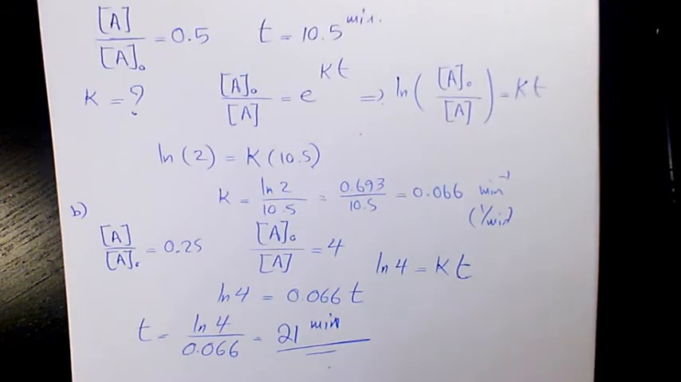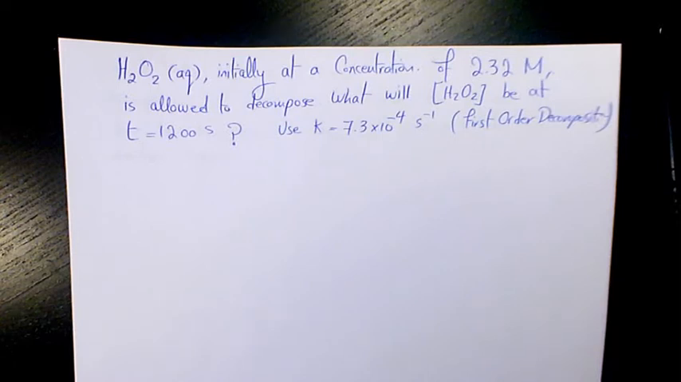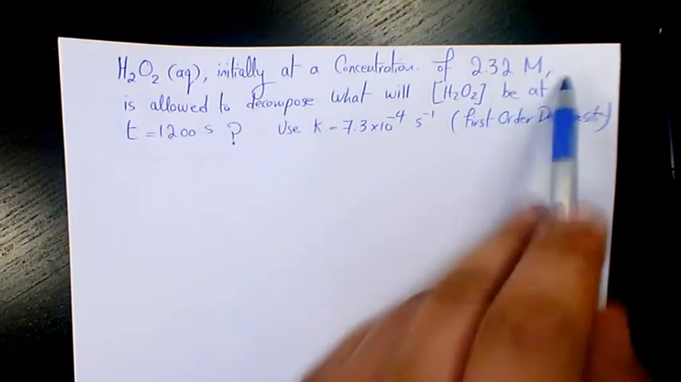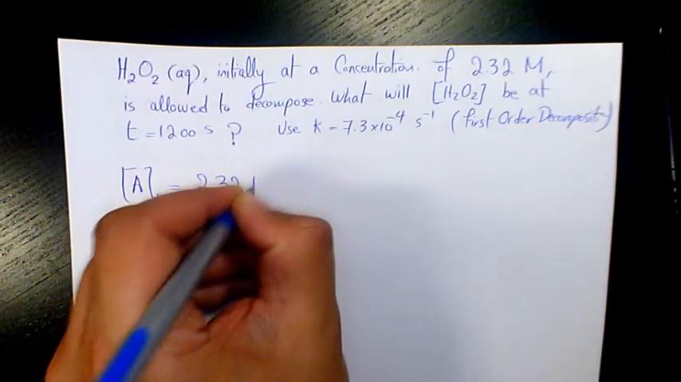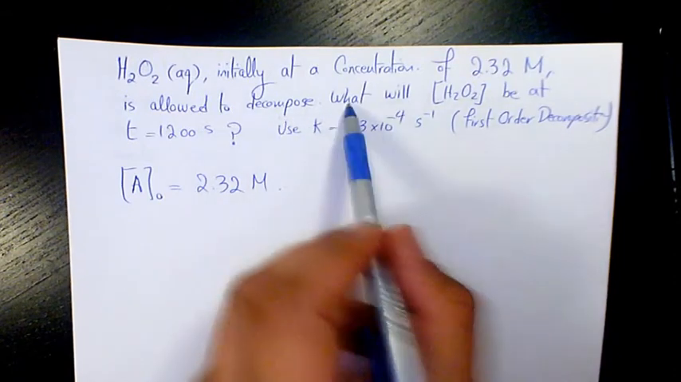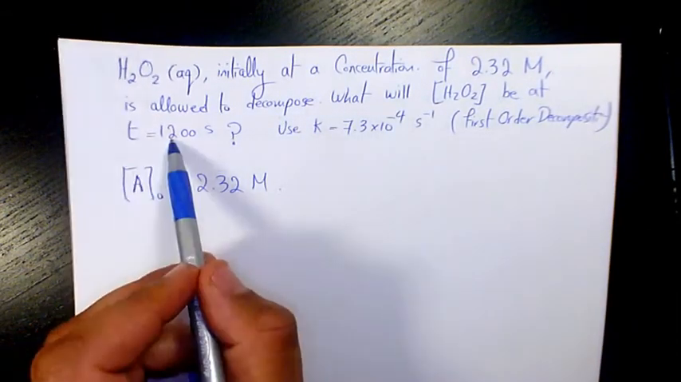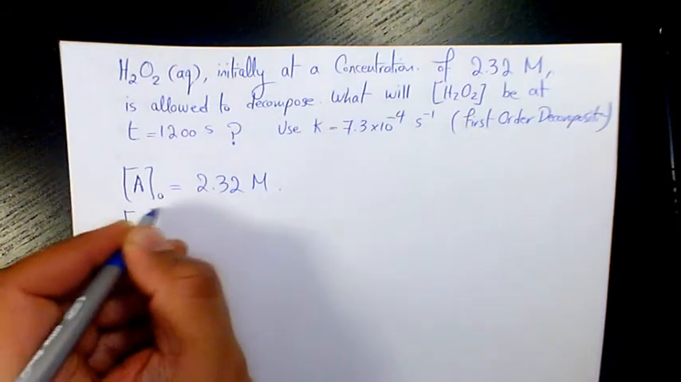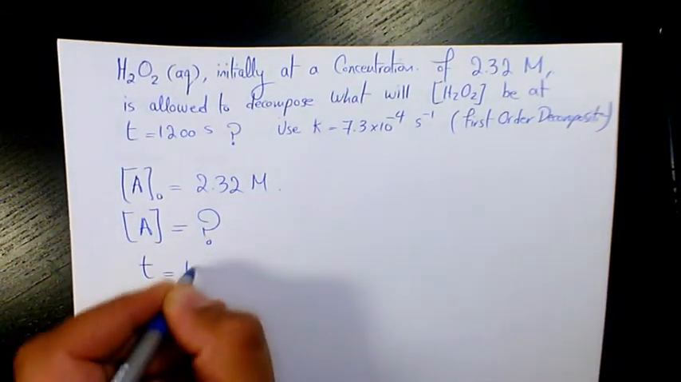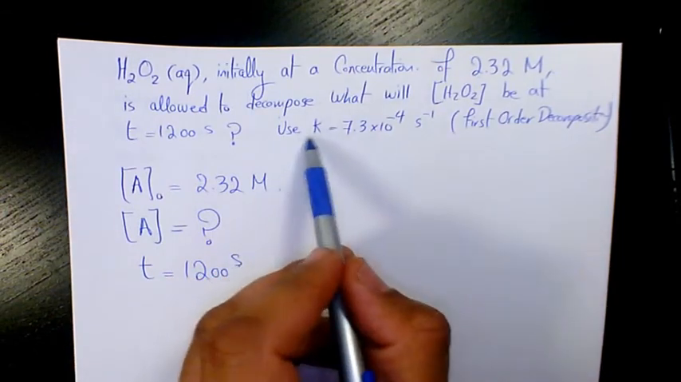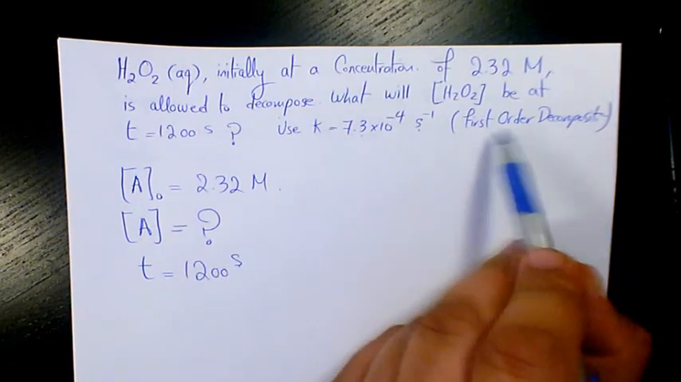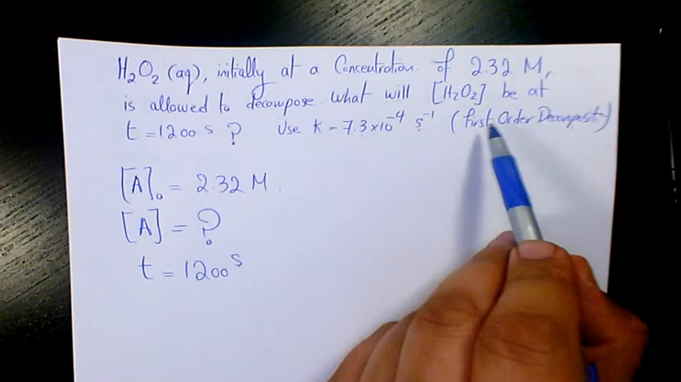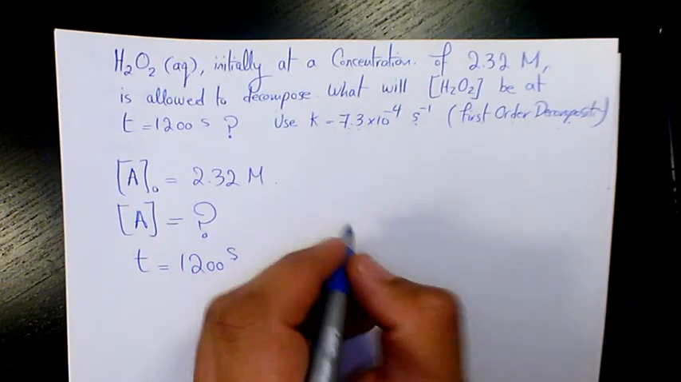Let's see another example. H2O2 or hydrogen peroxide in aqueous phase initially at the concentration of 2.32 molar. So A naught is 2.32 molar. Is allowed to decompose. What will be the concentration at 1200 seconds? So what's going to be the final concentration when time is 1200 seconds, and the K is given, which is 7.3 times 10 to the power of negative 4 per second, and it says it's first order decomposition. It must mention that, otherwise we wouldn't know.